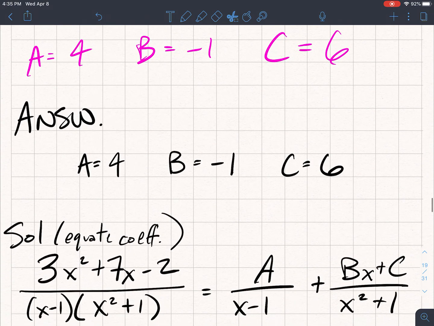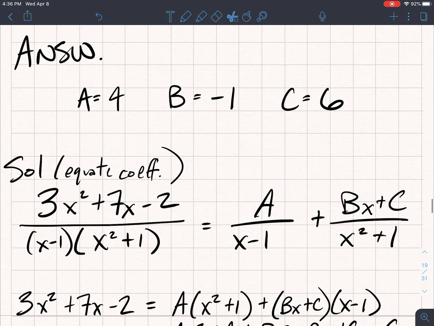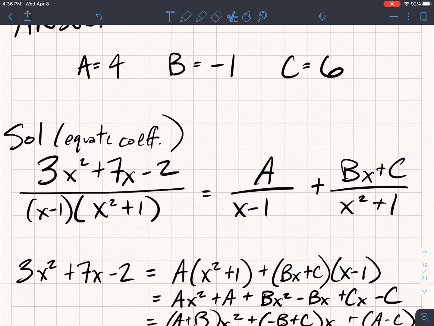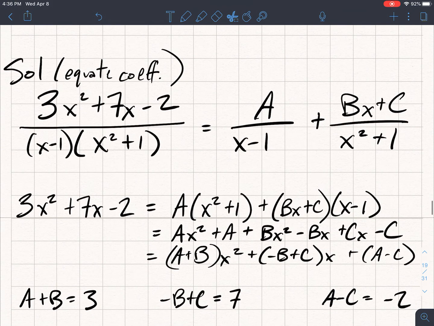So if we do the equate coefficients method, which usually gives rise to the system of equations, multiply through by the denominator of the left-hand side. Then I distribute the a's and the b's and the c's, and then group the quadratic term and the linear term and the constant term. And then I equate coefficients.